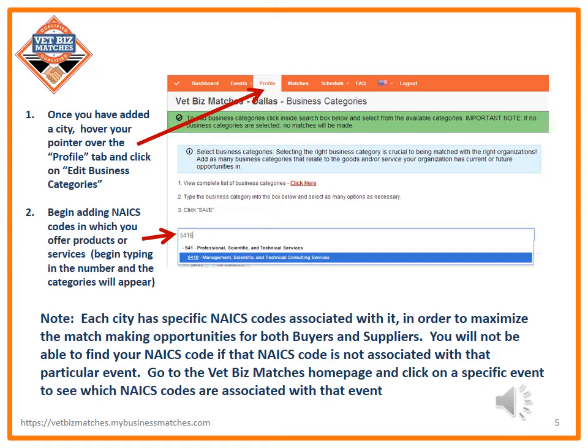If you're not sure what your NAICS code is, you can go up to the link that says View Complete List of Business Categories, click here, and that will show you a complete list of NAICS codes that are the focus of that particular city. Then simply do Control F and type in a keyword to try and find the NAICS code that indicates the product or service that you offer. So for example, you could type in advertising or medical supplies or construction, and you will see all of the different NAICS codes associated with that keyword. Simply pick the different NAICS codes that work for the products and services that you offer and save that as part of your profile.